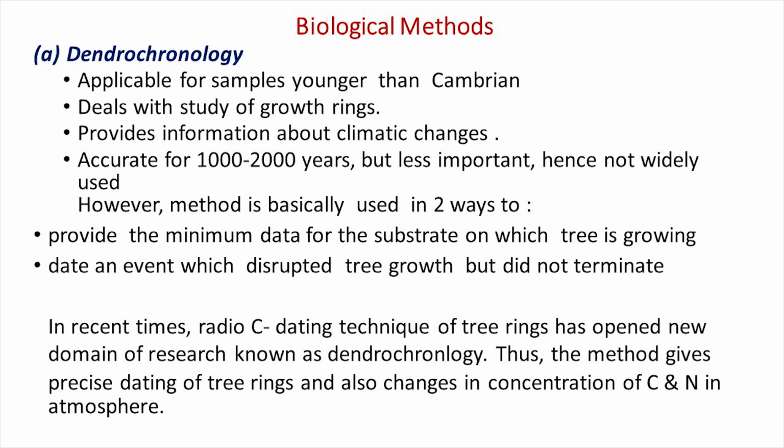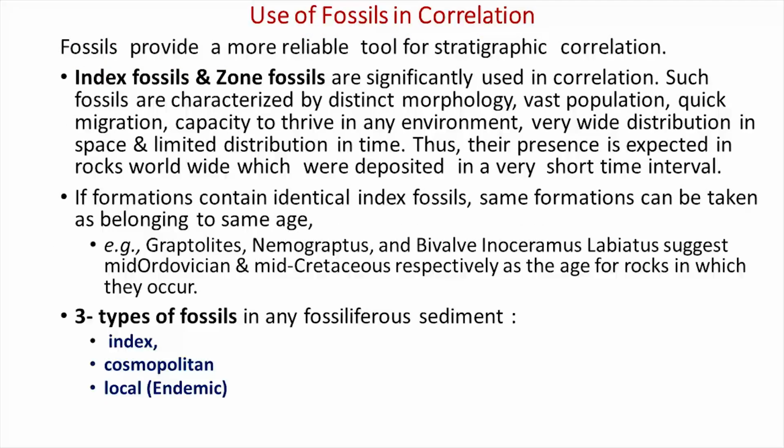Now we'll talk about the uses of fossils for correlation purposes. Fossils provide a much reliable tool for stratigraphic correlation. Index fossils and zone fossils are frequently used in correlation. Such fossils are characterized by distinct morphology, vast population, quick migration, capacity to thrive in any environment, very wide distribution in space and limited distribution in time. Thus, their presence is expected in rocks worldwide, which were deposited in a very short time interval.